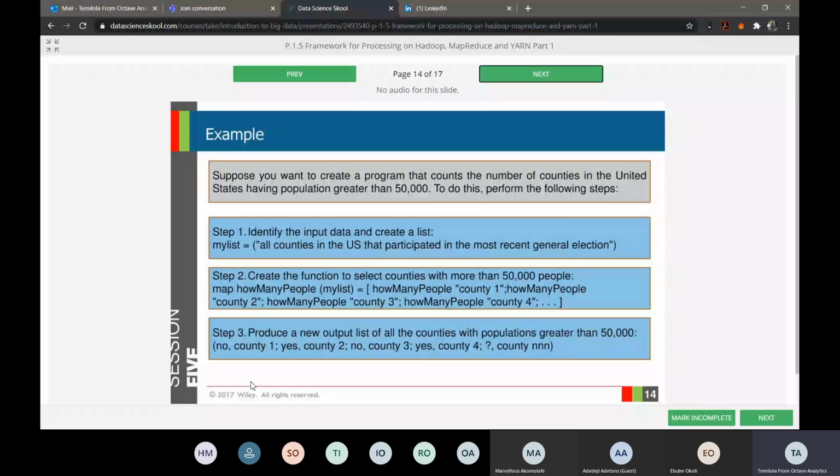Sorry, don't mind me. So this is the key and this is the value. This "no" refers to the number. Wait, sorry.